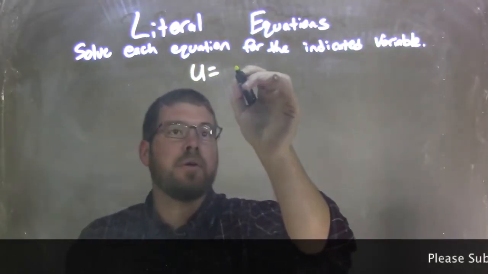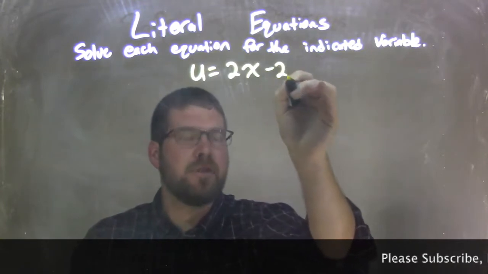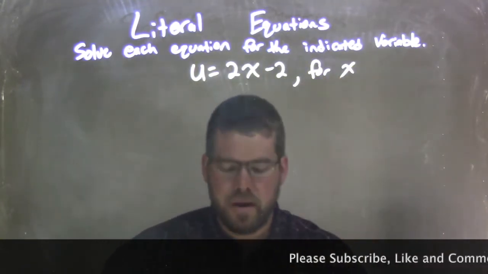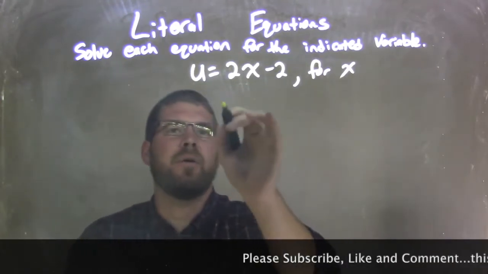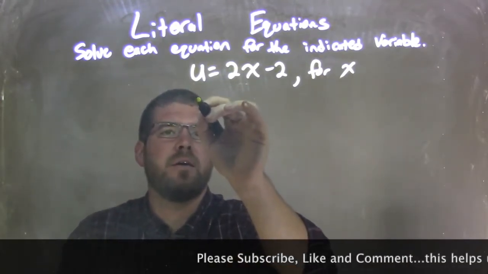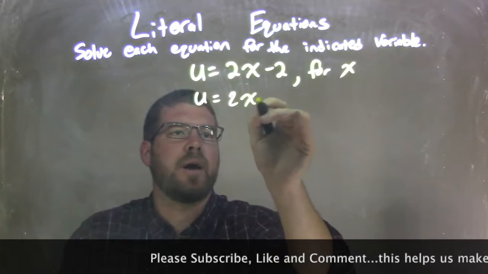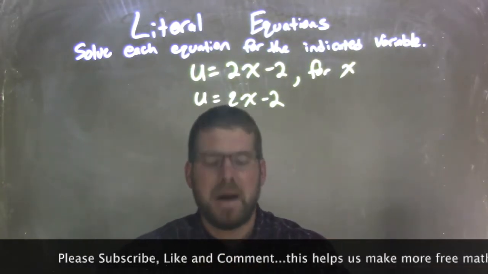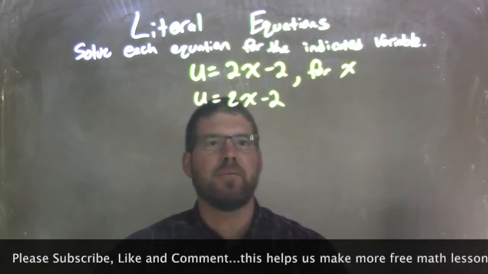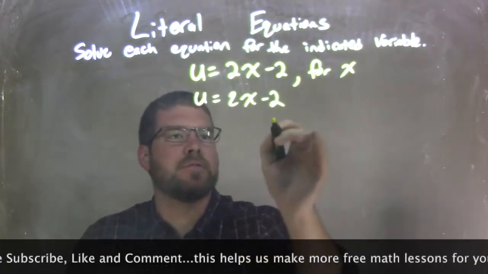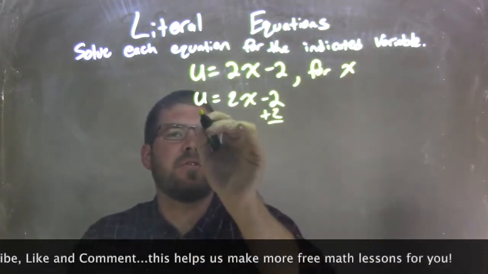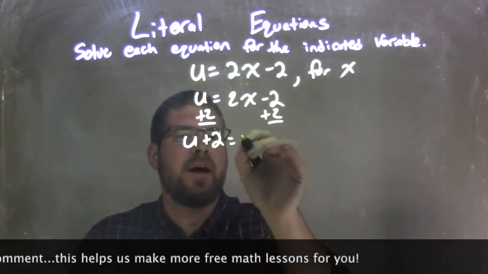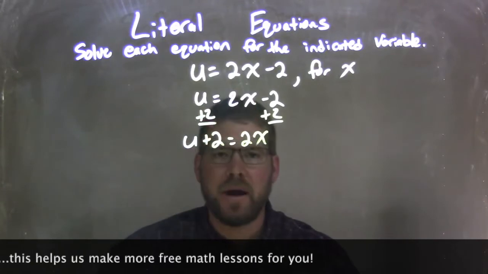Equals 2x minus 2, and we want to solve that for x. Okay? So I'm going to rewrite my equation here. U equals 2x minus 2. And then I need to think, how can I get x by itself? What can I do here? Well, I can add a 2 to both sides. If I add a 2 to both sides, I'm left with u plus 2 on the left equal to 2x on the right.